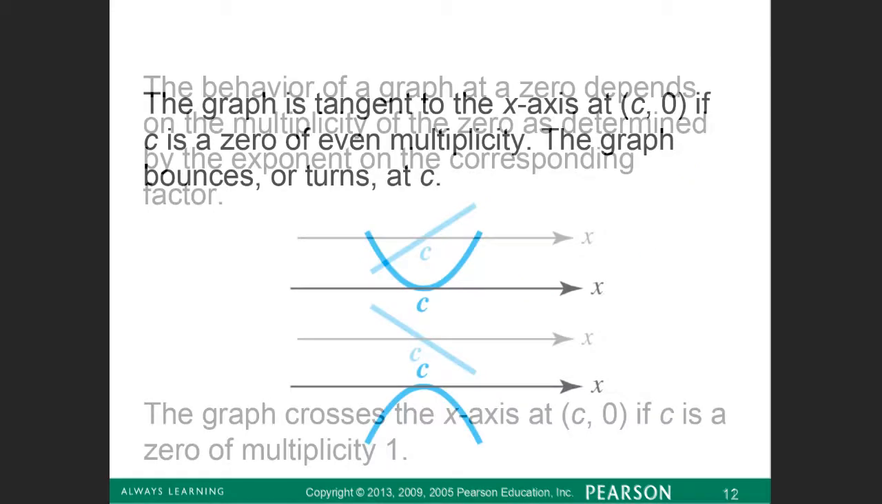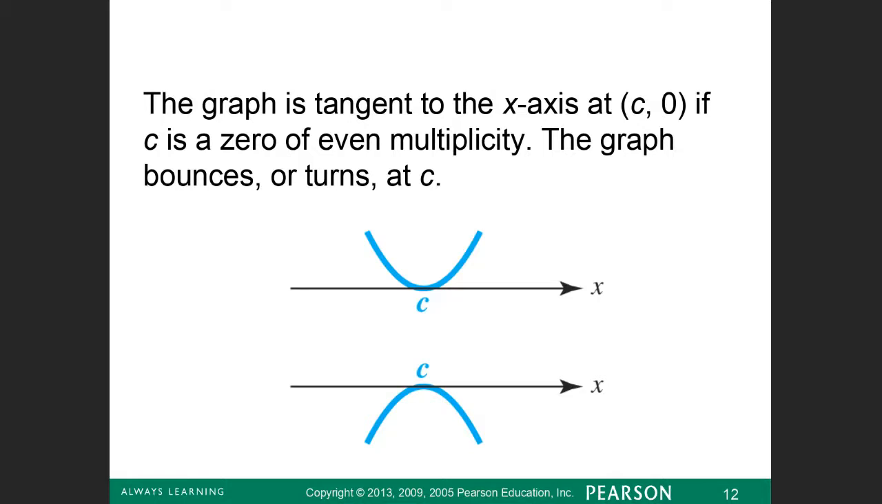And then when it's like a parabola, it touches the x-axis and then bounces back. So it's like a parabola. So this is multiplicity of 2. Multiplicity of 2. Again, the word multiplicity is used here to describe the behavior of the 0.